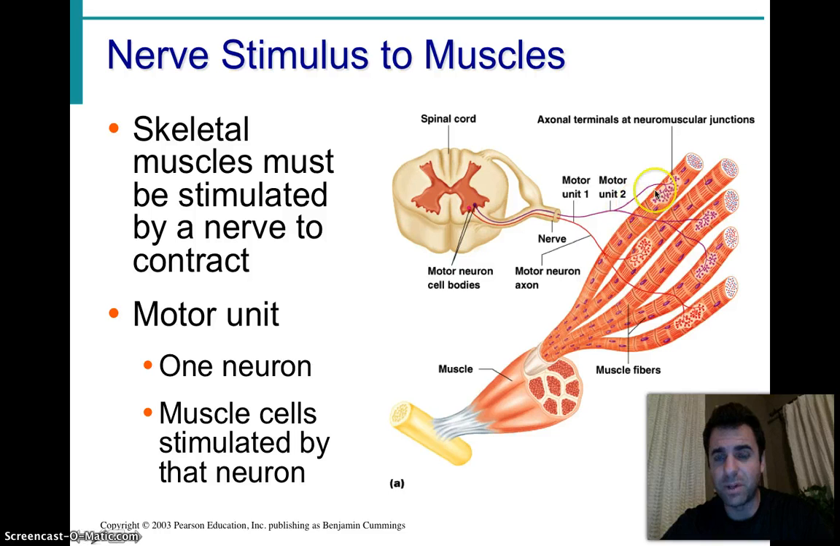Now, one motor unit, as we call it, is just one neuron and the muscle cells that it stimulates. Now you notice one motor unit is going to stimulate more than just one muscle cell. Here we have motor unit 2 stimulating 1, 2, 3 muscle cells all at the same time, whereas motor unit 1 stimulates a different subset of muscle cells.